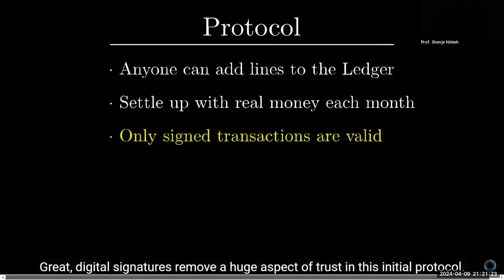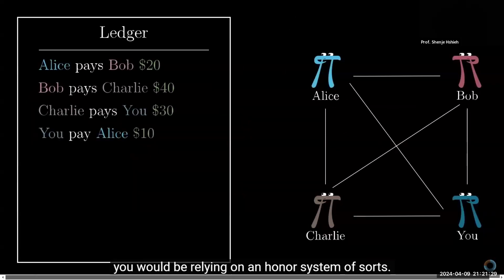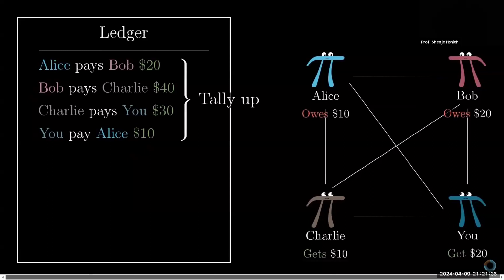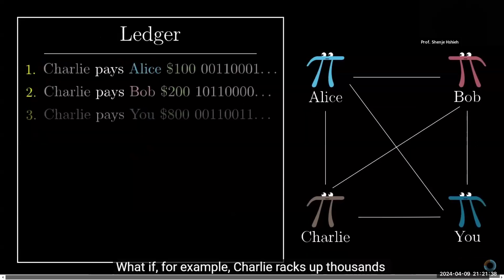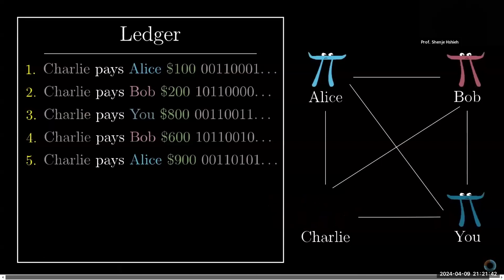All right, great. Digital signatures remove a huge aspect of trust in this initial protocol. But even still, if you were to really do this, you would be relying on an honor system of sorts. Namely, you're trusting that everyone will actually follow through and settle up in cash at the end of each month. What if, for example, Charlie racks up thousands of dollars in debt and just refuses to show up?